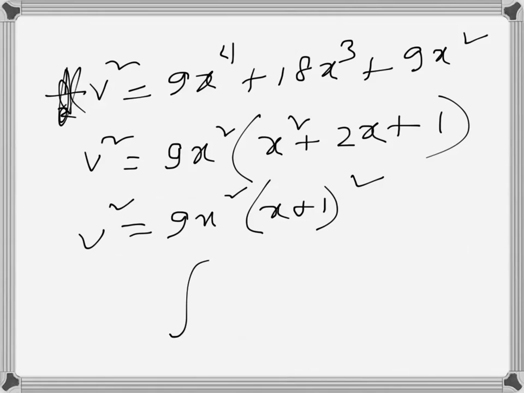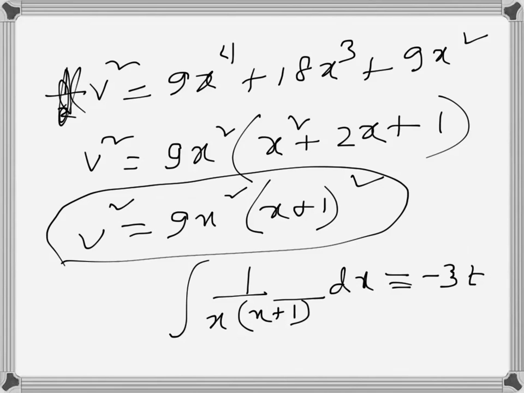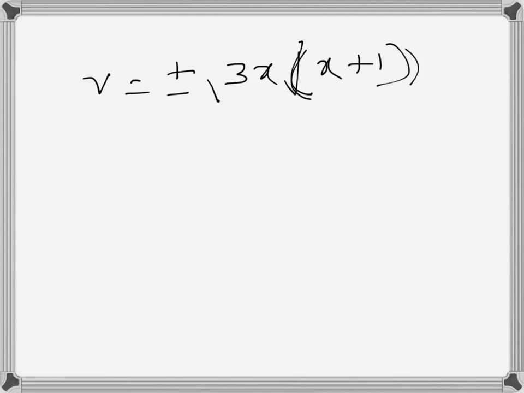Now we need to show that this one, the integral of dx over this, equals minus 3t. Now we have this one, we can write it like this, v is equal to plus or minus 3x and then the square root of, so basically plus or minus 3x times (x plus 1), that is there.